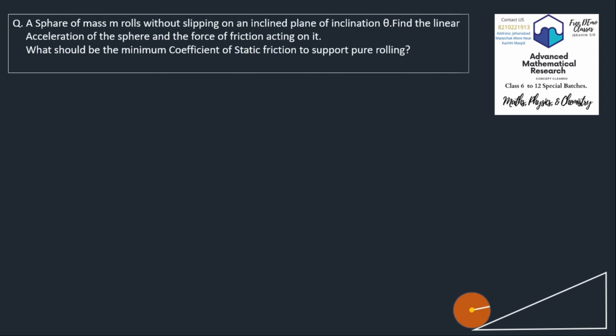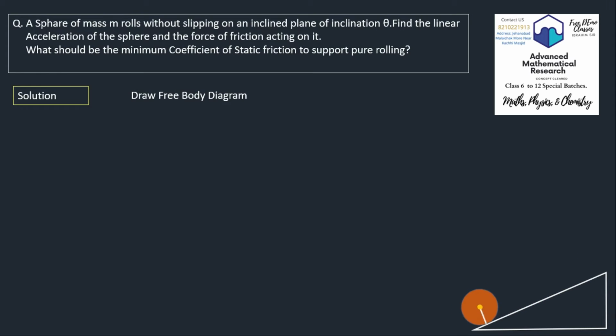I think that everyone got it. So you have to find the linear acceleration of the sphere and the force of friction acting on it, and you also have to find the minimum coefficient of static friction to support pure rolling. So let's see the solution.